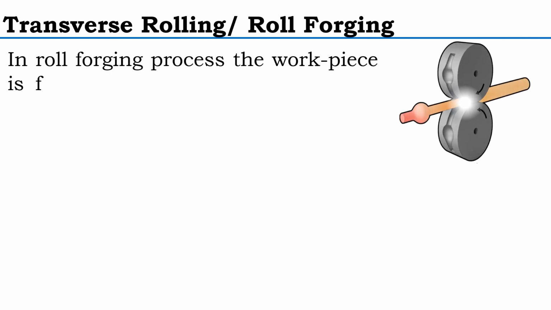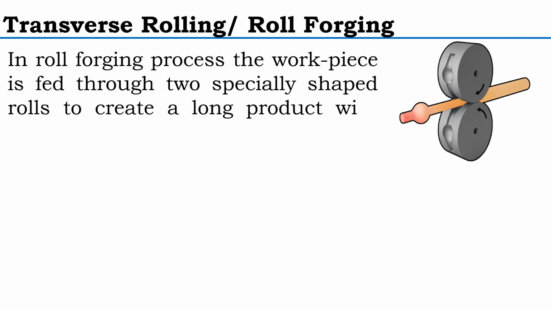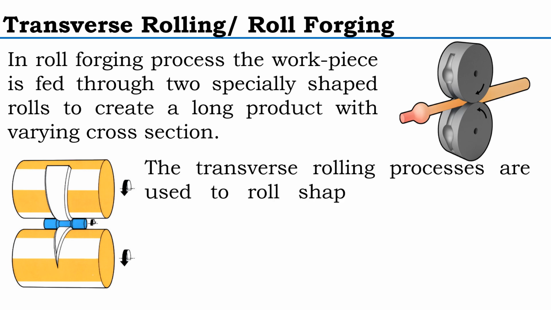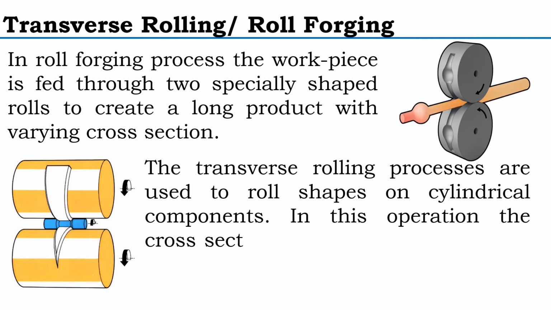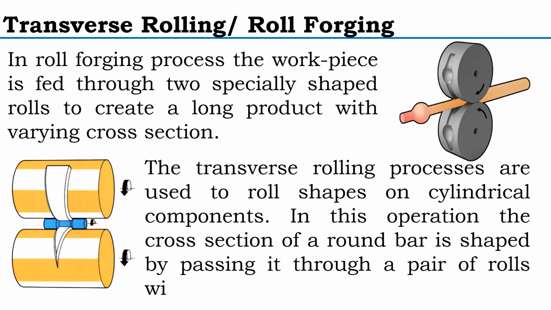Transverse rolling or roll forging. In roll forging process, the workpiece is fed through two specially shaped rolls to create a long product with varying cross section. The transverse rolling processes are used to roll shapes on cylindrical components. In this operation, the cross section of a round bar is shaped by passing it through a pair of rolls with profiled grooves.